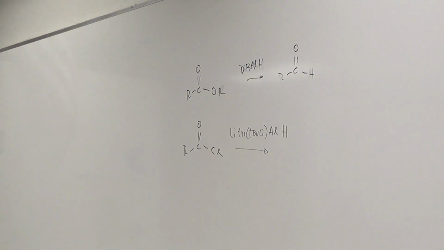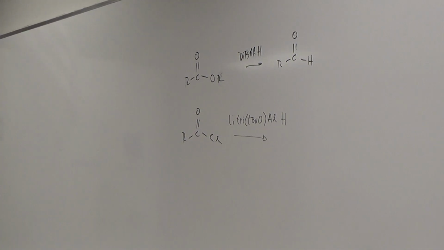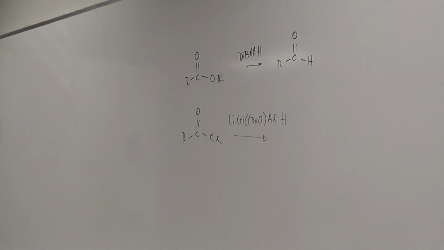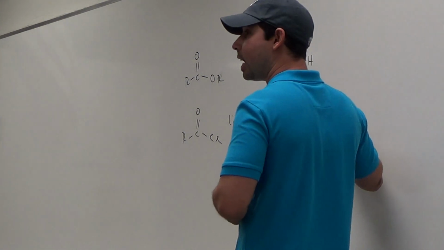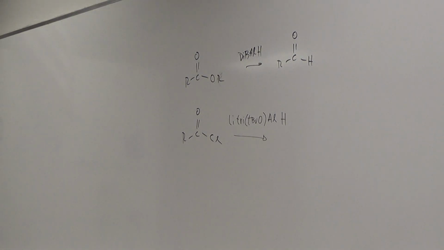Because when you are doing a reduction, it always goes through the aldehyde step, yes or no? It goes through an aldehyde, but then the aldehyde can still react with a hydride. And it will eventually give you the alcohol. This one stops there. So that's why dipole stops there. If you use lithium aluminum hydride, it is nasty business. It will make the aldehyde, and then after that it will make the alcohol again.